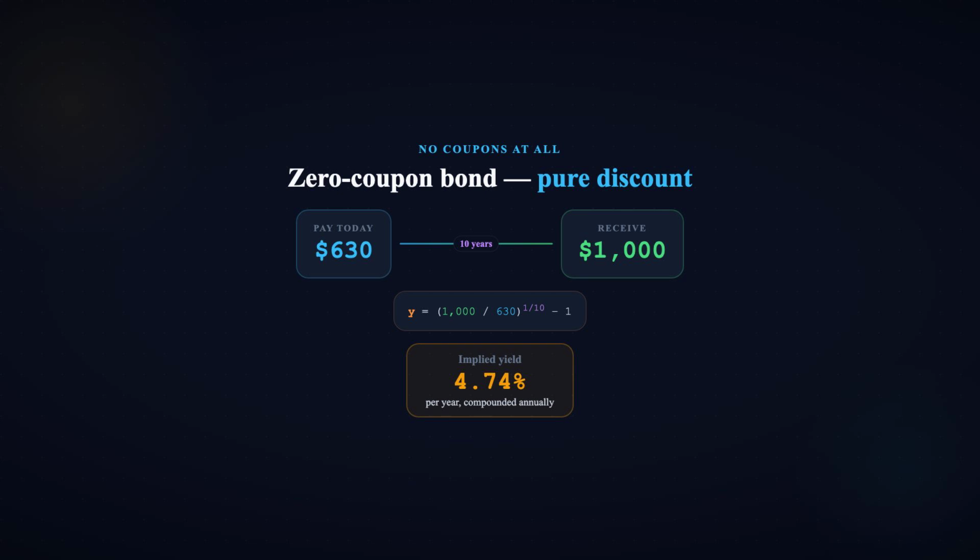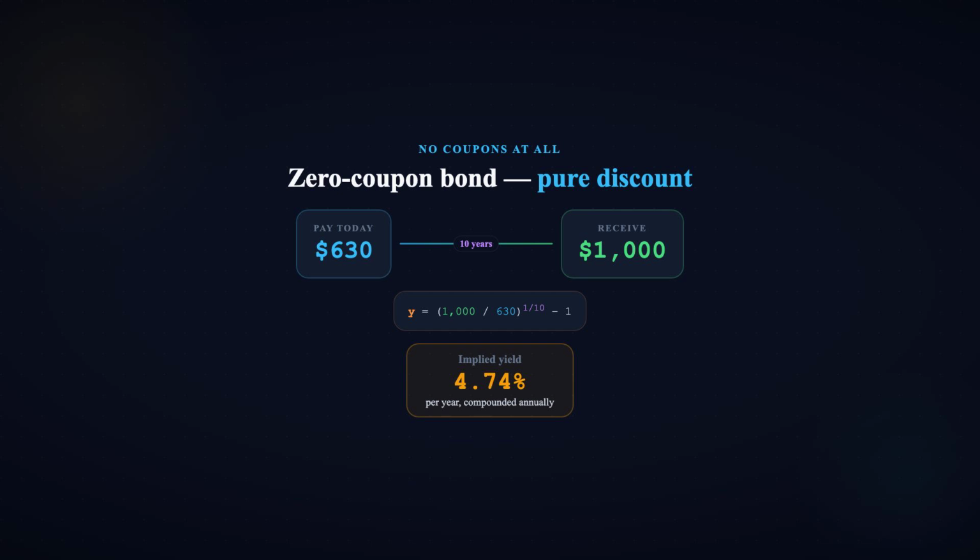Here is an example. You pay $630 today, and in 10 years you receive $1,000. No other payments in between. What is the yield? It comes directly from the present value formula. 630 equals 1,000 divided by 1 plus y, raised to the 10th power. Rearrange and you get y equals 1,000 over 630, raised to the 1/10th power minus 1. That gives you roughly 4.74% per year.